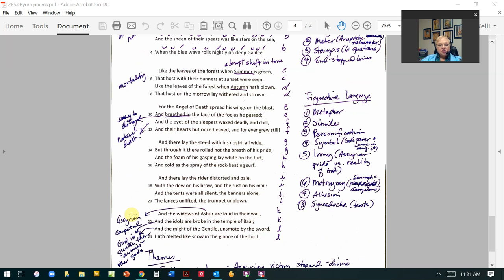And the widows of Asher are loud in their wail, and the idols are broke in the temple of Baal, and the might of the Gentile, unsmote by the sword, hath melted like snow in the glance of the Lord.